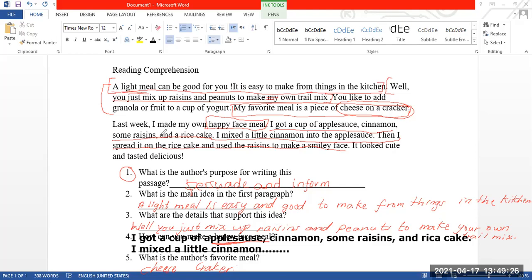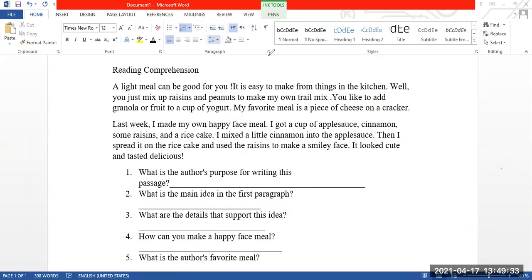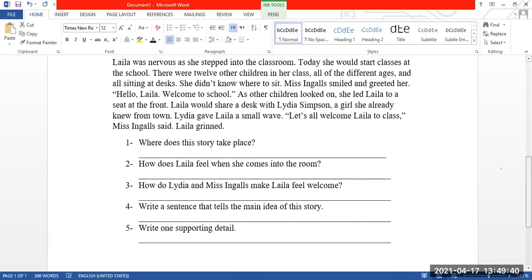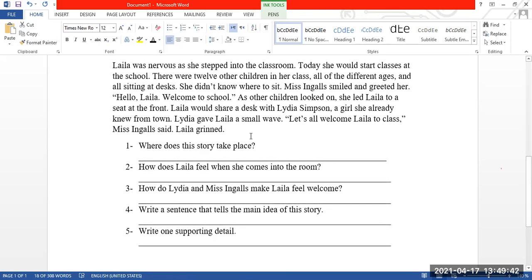Let's go to the next exercise. We will have 2 exercises. We already finished the first one. Let's clear this one, go to the next one. The next one will be about a girl named Layla, and this girl was nervous as she stepped into the classroom. Now just read the first sentence. It's about Layla. She was nervous as she stepped into the classroom.